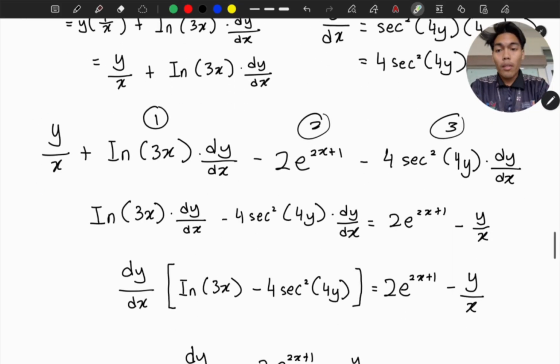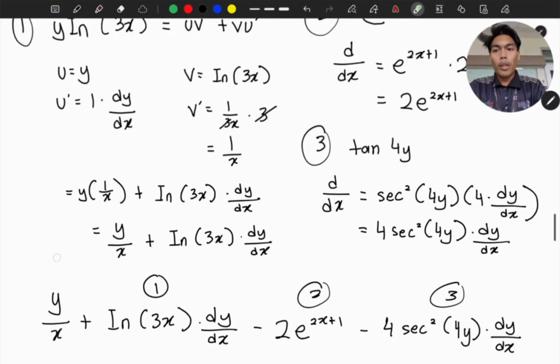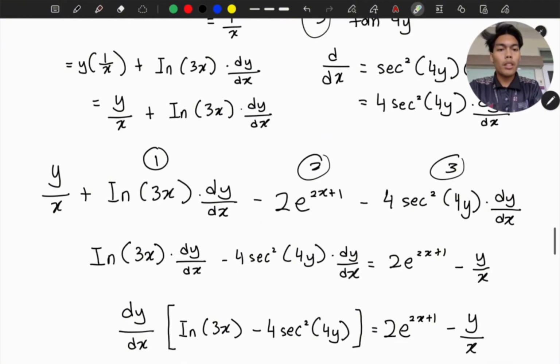Okay, so in the next step, we need to use implicit differentiation. So we have the first term, second term, third term. Okay, so y over x plus ln 3x times dy over dx minus 2 exponent 2x plus 1 minus 4 secant squared 4y times dy over dx.